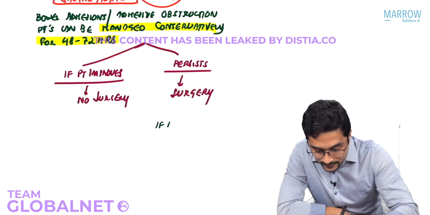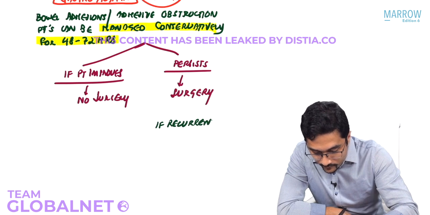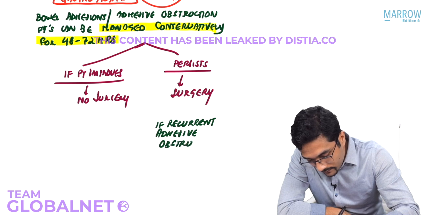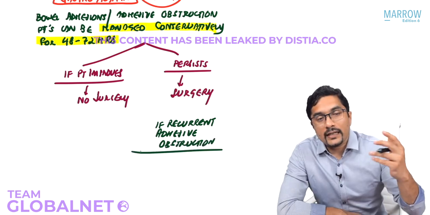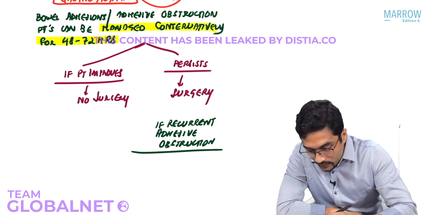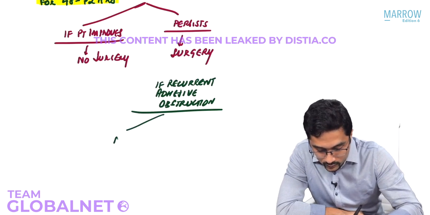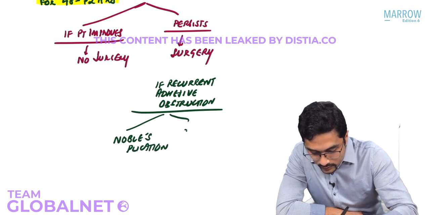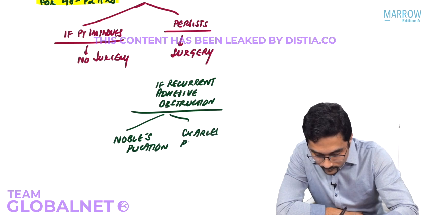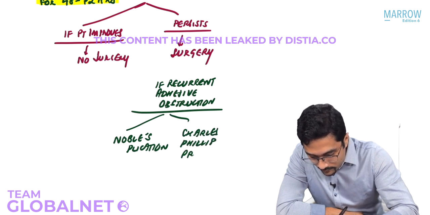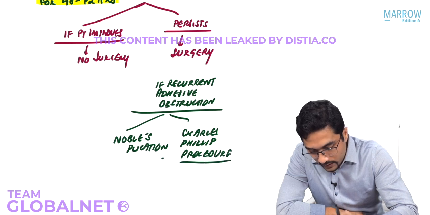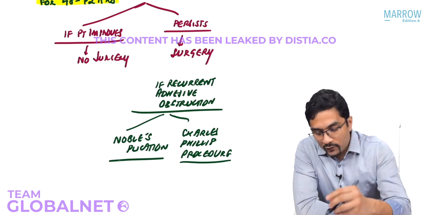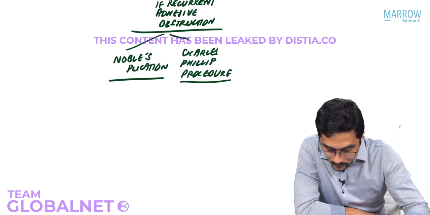In Bailey it is written that if recurrent adhesive obstruction is there, then in the olden days 2 surgeries were performed. Nowadays we don't do this. If recurrent adhesive obstruction is there, we can do Noble's plication, or we can do the Charles-Philippe procedure. These are the 2 procedures mentioned in Bailey for recurrent adhesive intestinal obstruction. So this was the first cause of dynamic bowel obstruction, that is adhesive intestinal obstruction.